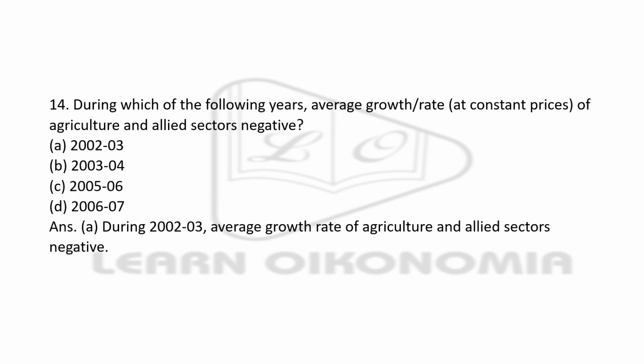During which of the following years is the average growth rate at constant prices of agriculture and allied sectors negative? 2002-3, 2003-4, 2005-6, and 2006-7. Right answer is option A, 2002-3. Okay.